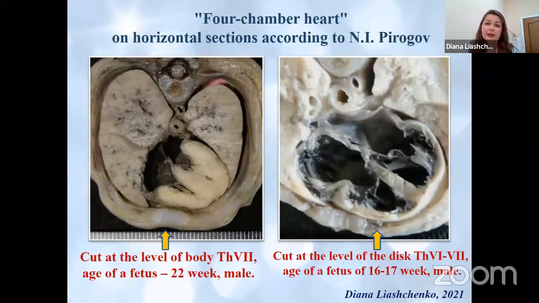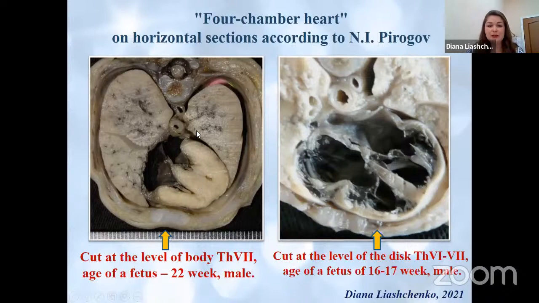The next step of this study was receiving information about the topography of the heart and heart structures. In this step of our study, different cuts of torsos according to Pirogov were very useful for us, and the more informative plane was the horizontal plane, because it gives us the ability to describe the holotopy, skeletotopy, and syntopy of the heart and all chambers of the heart. And pay attention, please, to these pictures.